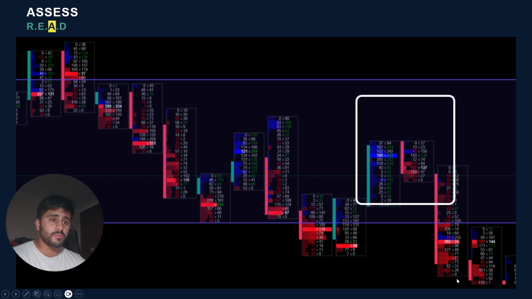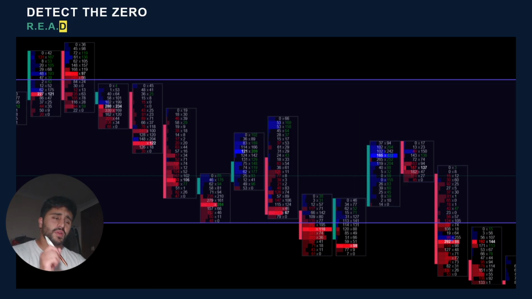Okay, so here's an example of negative delta down here. This is negative delta because sellers became aggressive as I took the short, whereas up here, buyers were aggressive. Hopefully you can see where I'm going with this. Order flow isn't complicated. I want you to think it through with this framework. Recognize, evaluate, assess. Now last, we have detect.